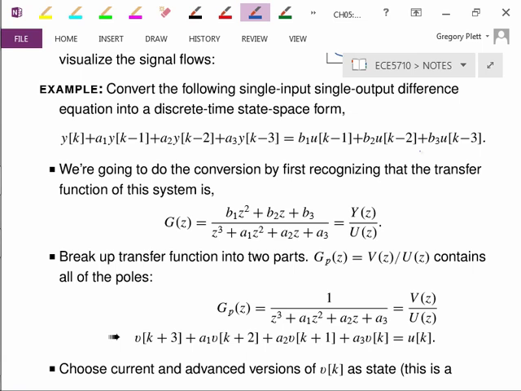In order to make the transformation from the difference equation form to the state space form, I chose to take a z transform of both sides of this equation term by term. And when I do that, the y of k becomes y of z. The a1 y of k minus 1 becomes a1 z inverse y of z. Because there's a theorem about z transforms that a unit delay in the time domain is equivalent to multiplying by z inverse in the frequency domain.